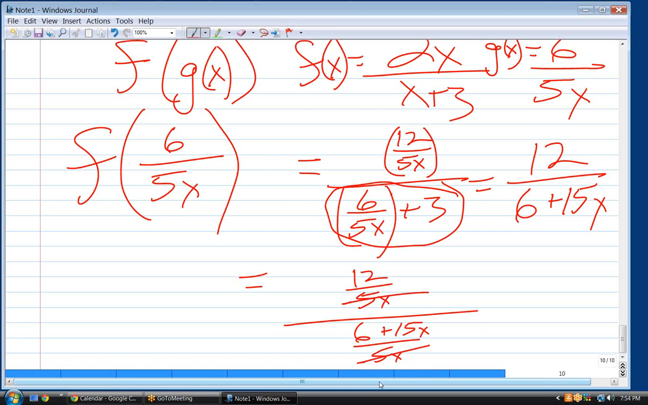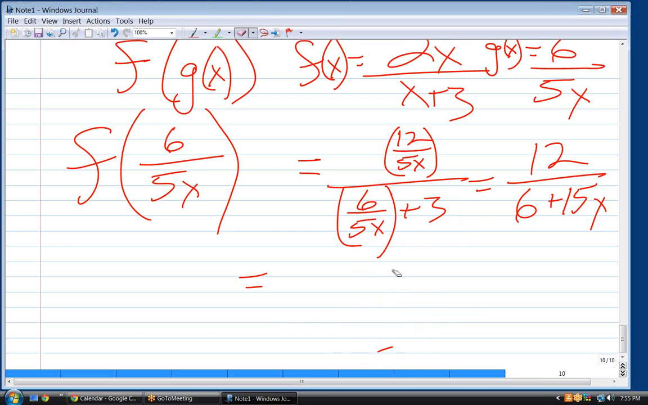But I love what you did. You solved it in one step. I had never thought to do that in one step. Just make sure that when you do that step, you multiply. In other words, you can't just cancel out the 5x's. You have to multiply every term, top and bottom, by 5x to get to this term over here. Okay.